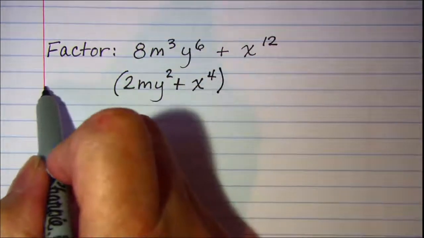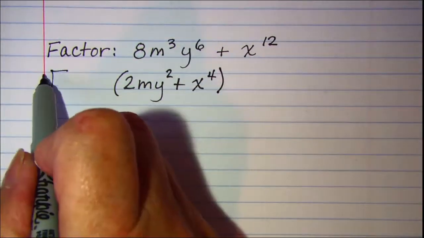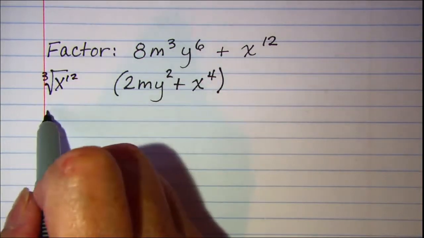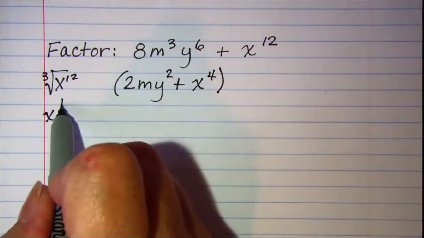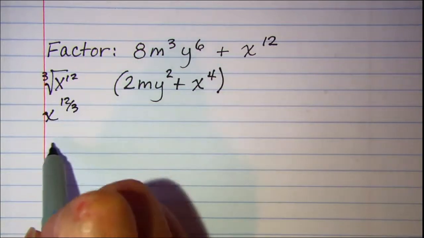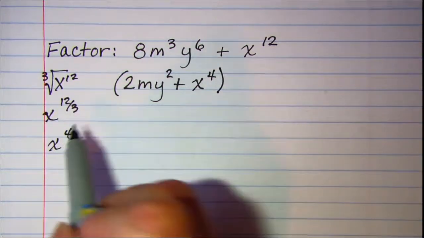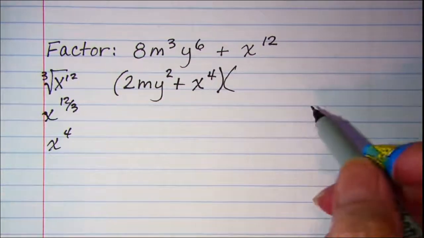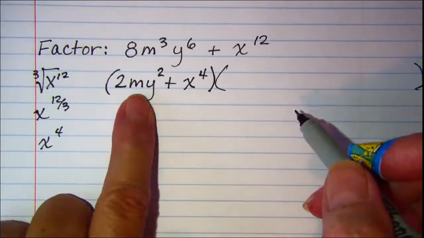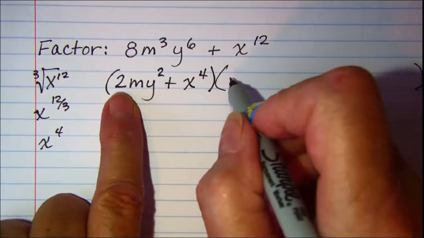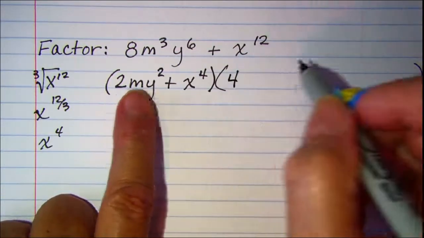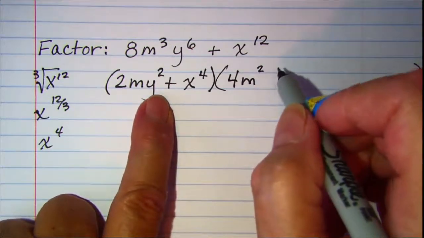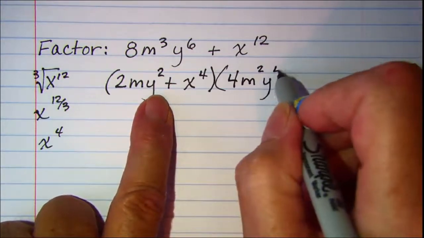And if you need to, you can go cube root of x to the 12th is the same as x to the 12 over 3. So x to the 4th. Right? Then that's getting multiplied by a trinomial. I want to square this first term. So 2 squared is 4. M squared and y squared squared is y to the 4th.